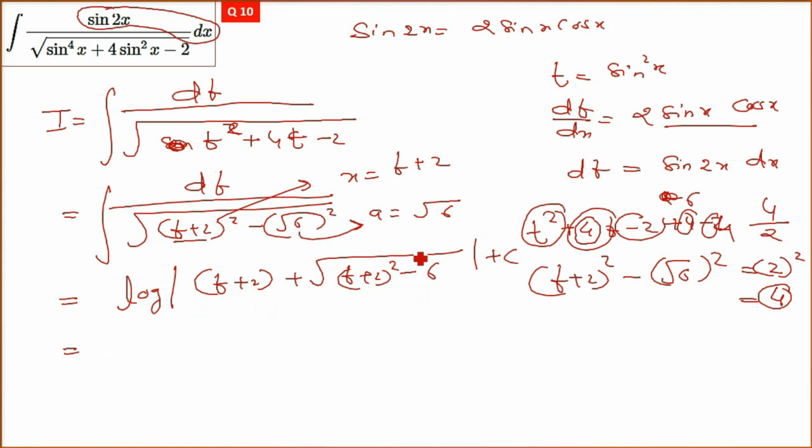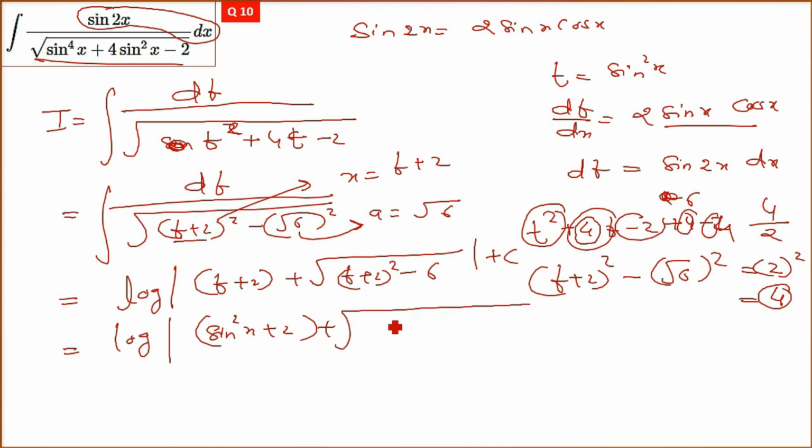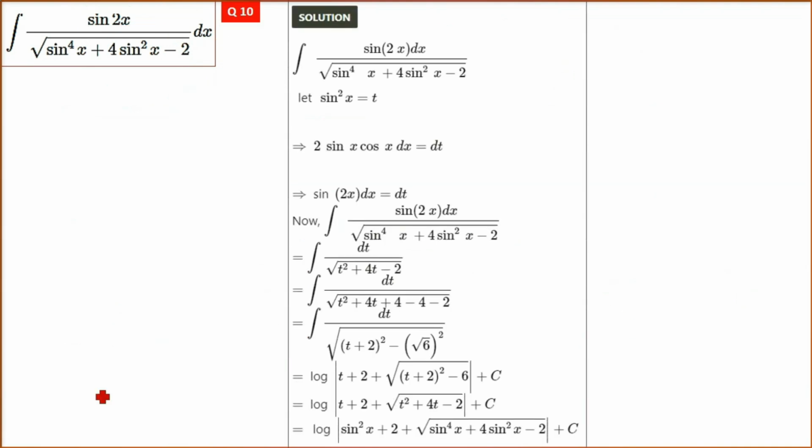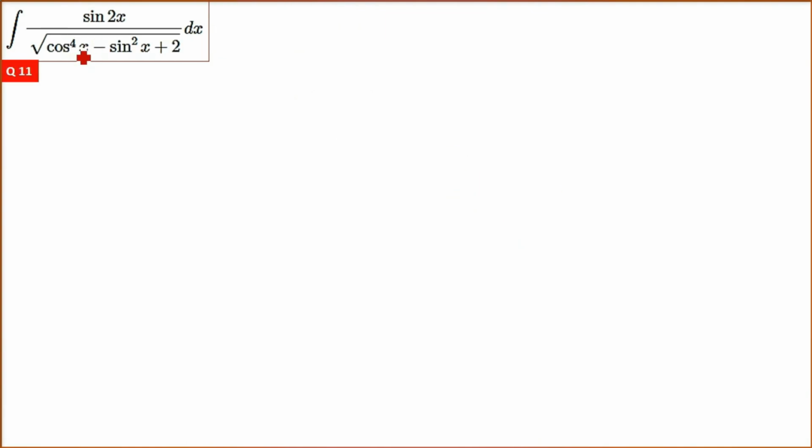Final will be, t has to be sine square x. Log modulus of sine square x plus 2 plus, you don't have to do anything here. Just take whole of it, that is what was initially in the denominator, and write it here: sine raised 4x plus 4 sine square x, and this one will be negative 2, plus constant of integration. So this is how we are going to solve it, and the formula used is x square minus a square under root in the reciprocal.